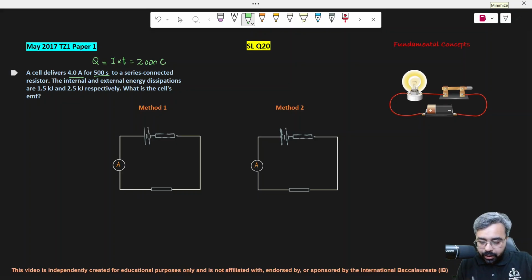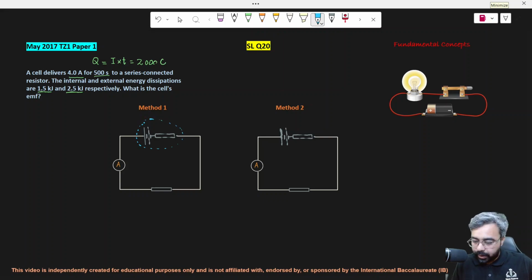The internal and external energy dissipations are 1500 joules and 2500 joules. So what you are supposed to find out is the cell's EMF. We will try to find it by two methods. This is method 1.